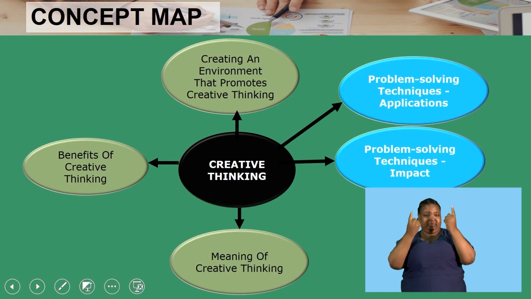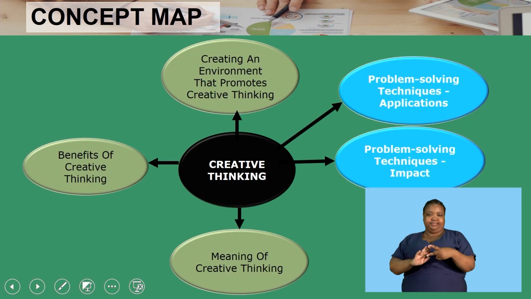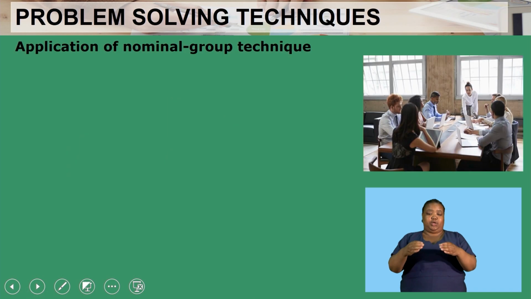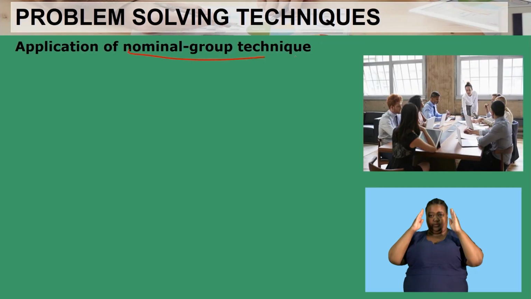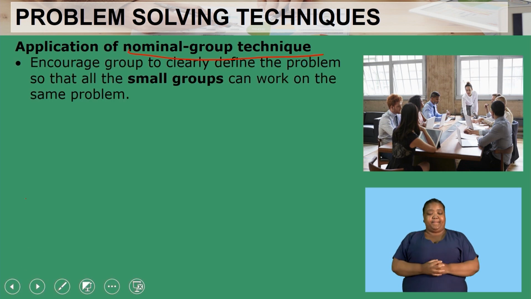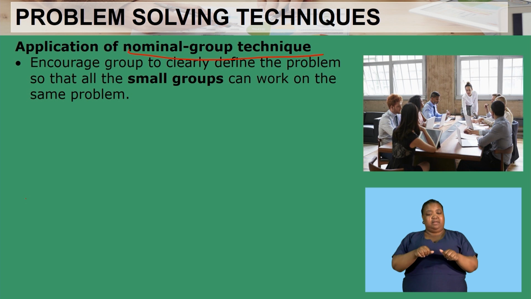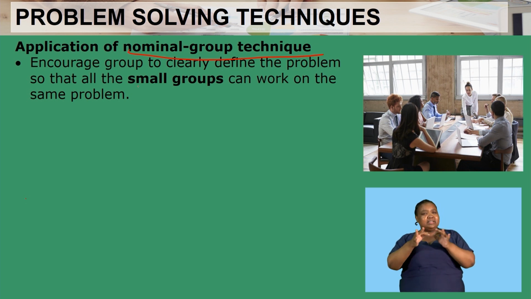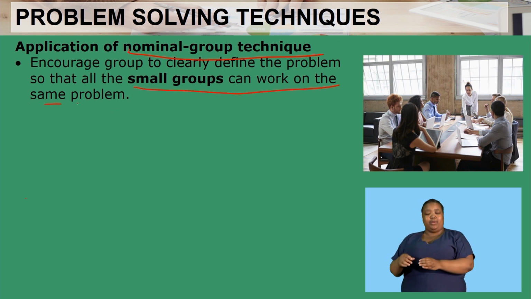We're going to go to the second one, which is the nominal group technique. Remember, I said we've got 4, but for today's session, we're focusing only on 2. How do we then apply the nominal group technique? It encourages groups to clearly define the problem so that all small groups can work on the same problem.